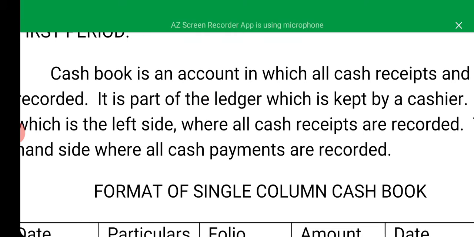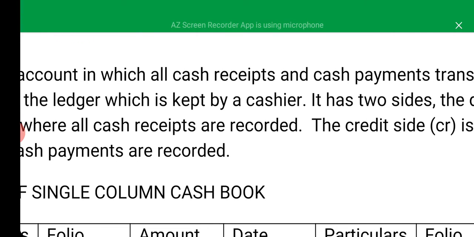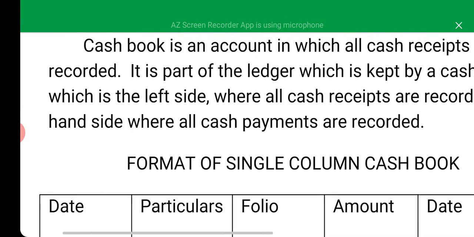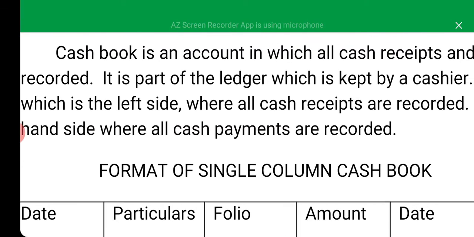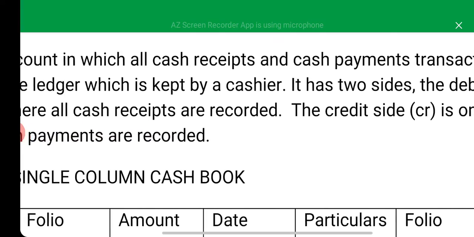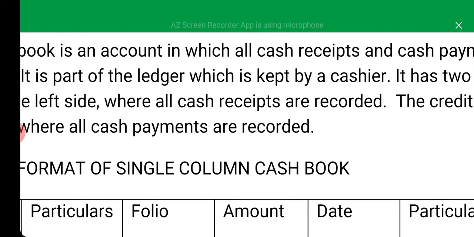So cash book here is an account in which all cash receipts and cash payments transactions are recorded. It is a part of ledger that is kept by a cashier, the main cashier this time around, and not the petty cashier.